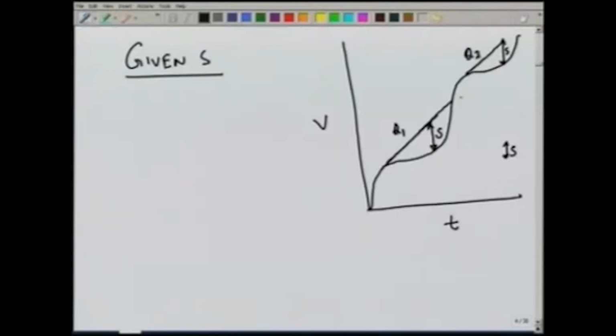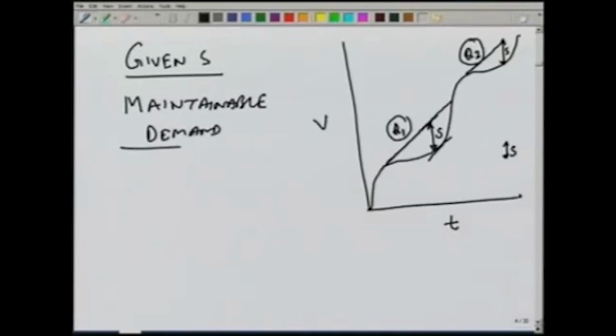So, in all these values, we have to find this Q1, Q2, Q3 and so on, and choose whatever is the smallest Q. That will be our maintainable demand. The smallest of these Q1, Q2, Q3 etc., will be the maintainable demand.